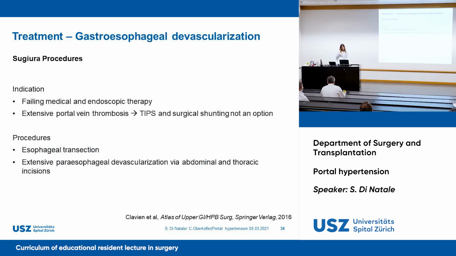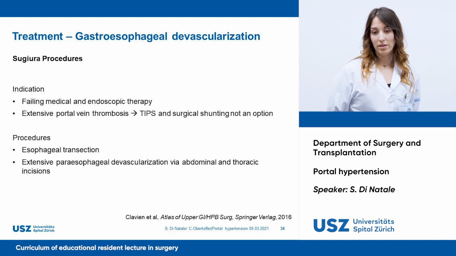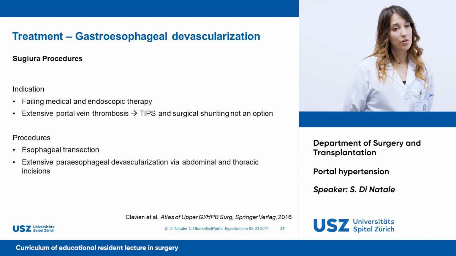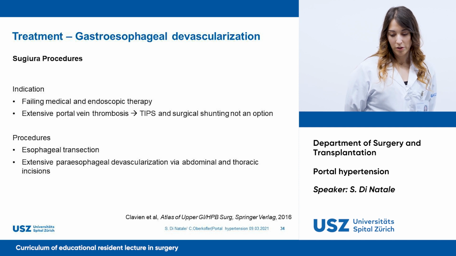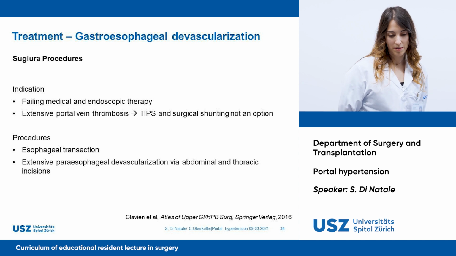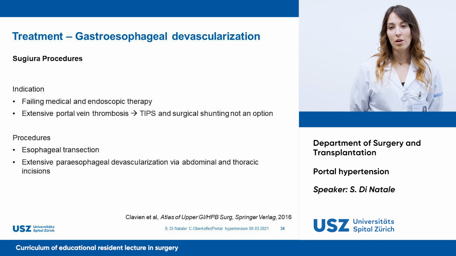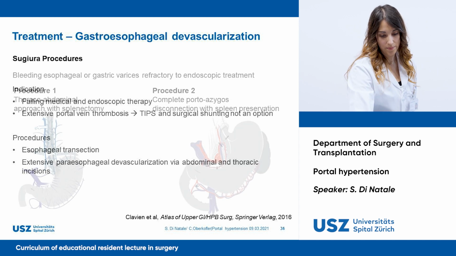The last surgical procedure I would talk about is the gastroesophageal devascularization, performed during the Sugiura procedures. Indications are also failing medical and endoscopic therapy, as well as an extensive portal vein thrombosis when TIPS and surgical shuntings are not an option anymore. The procedures include esophageal transection, which limits the blood flow from the portal to the central venous system, and an extensive periesophageal devascularization through an abdominal and a thoracic incision.